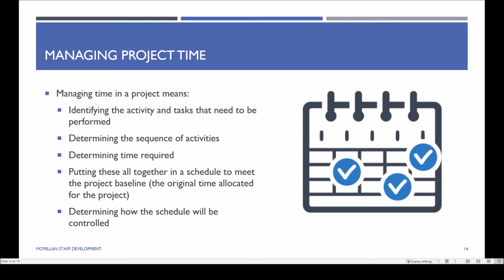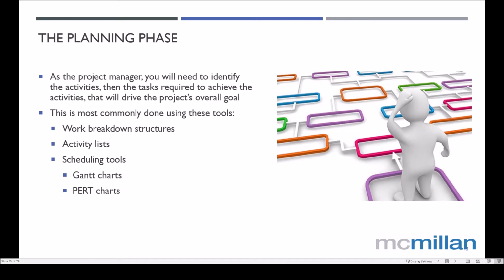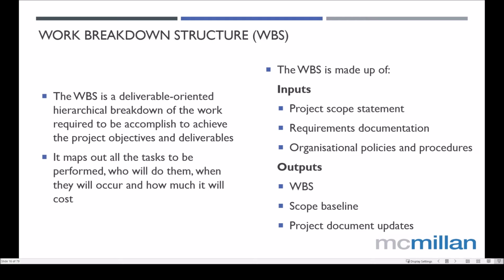So there are a few tools that we can use to assist us with the planning process. I'm going to talk shortly about the work breakdown structure, which is one of the main project management planning tools. But there are also things such as activity lists and Gantt charts, which we'll look at as well, and PERT charts, not for this particular context, but in more complex projects. These are some of the tools that can be used to assist us with the planning process. So let's unpack the work breakdown structure first.